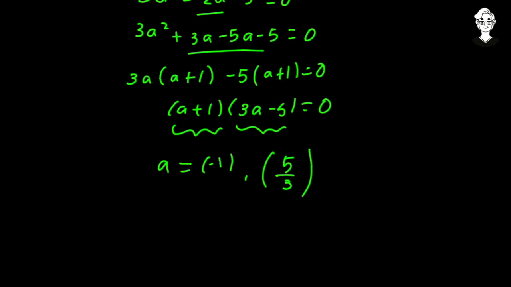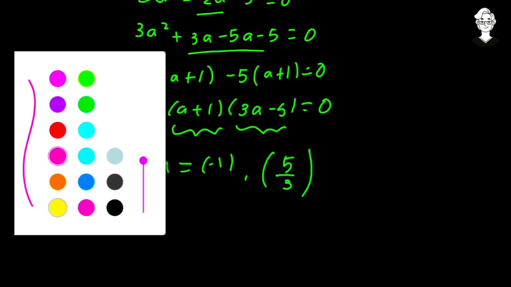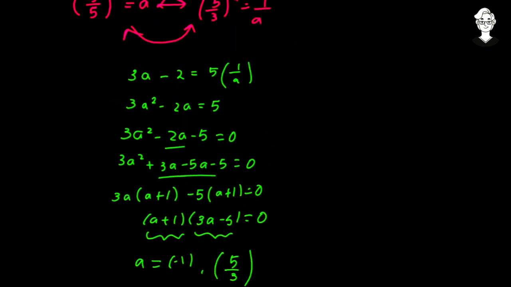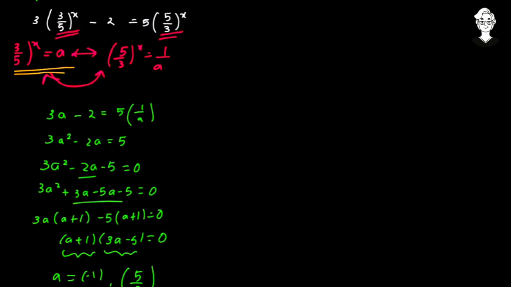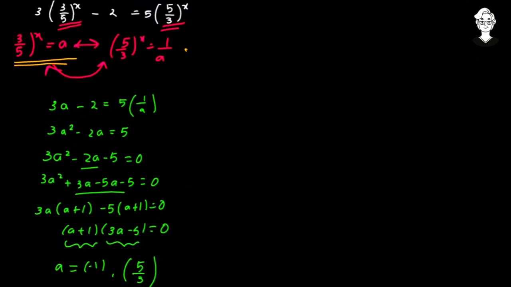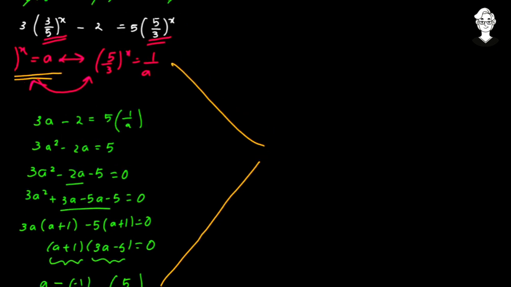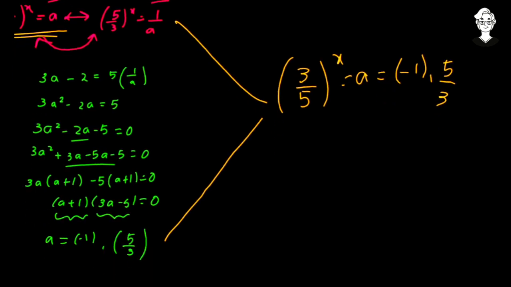Now we have to find the value of x according to the question. So we have the value of a, and from here we can see I have considered a as (3/5) to the power x, and here is the value of a we have obtained. So comparing both, we have that (3/5) to the power x was equal to a, and a is equal to either negative 1 or 5 upon 3.